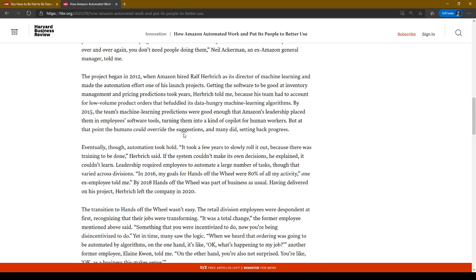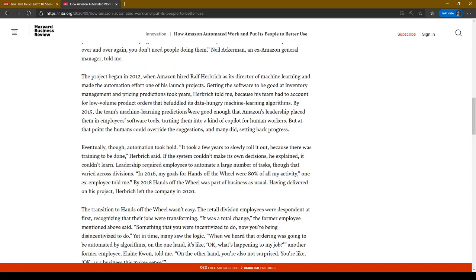The project began in 2012 when Amazon hired Ralf Herbrich as its director of machine learning and made the automation effort one of his launch projects. Getting the software to be good at inventory managing and pricing prediction took years, Herbrich told me, because his team had to account for low-volume product orders that befuddled the data-hungry machine learning algorithms.